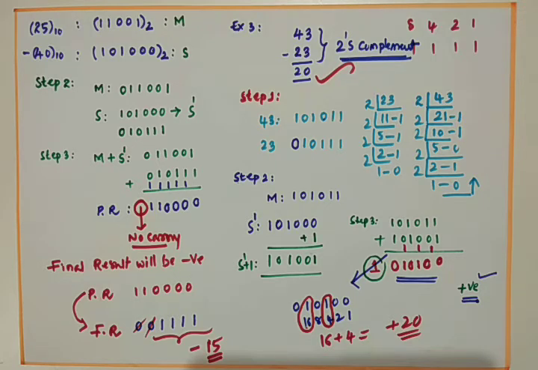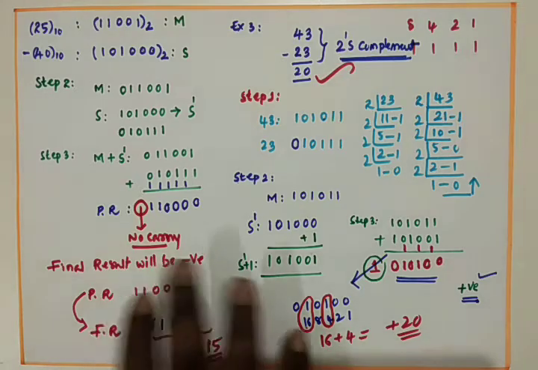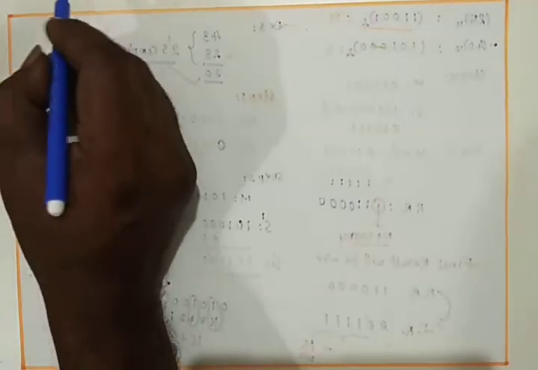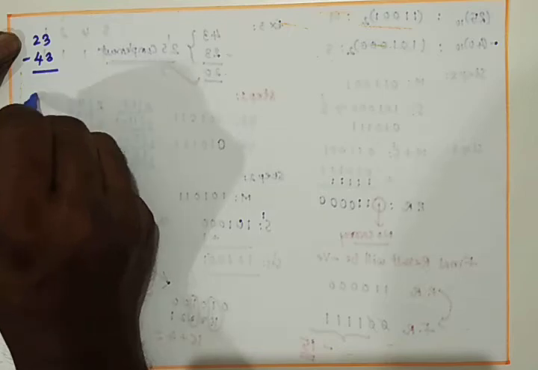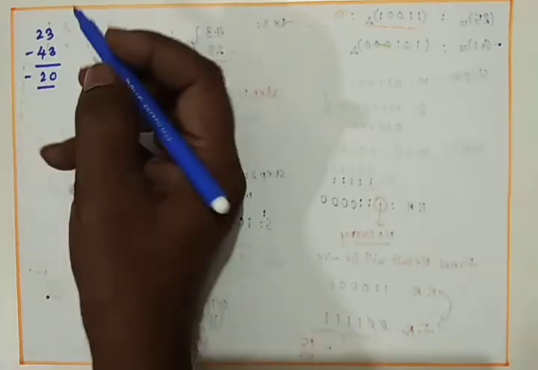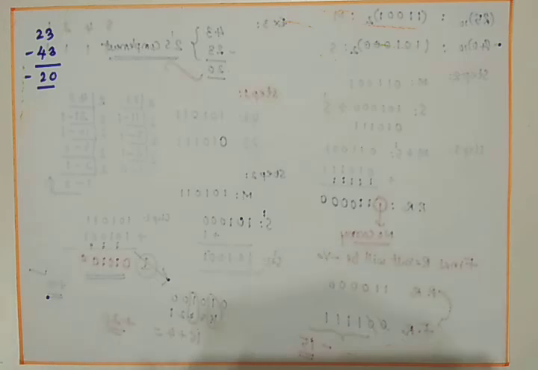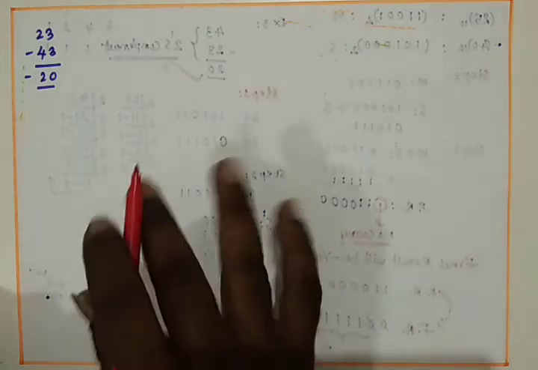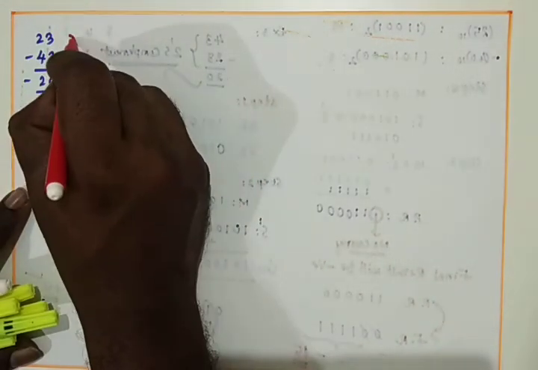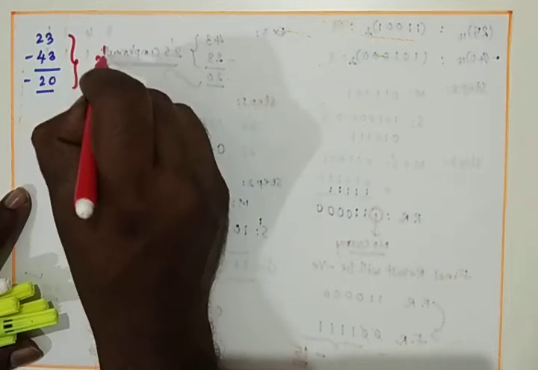In case the question is like this, 23 minus 43, what will be the answer? I am going to explain the same. I have the question 23 minus 43. We know the answer is minus 20. But the question says to perform the given subtraction using the 2's complement method.